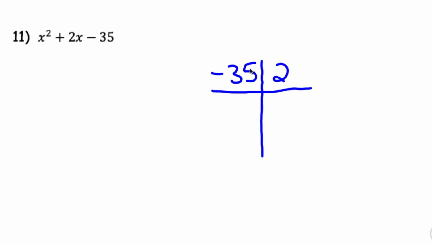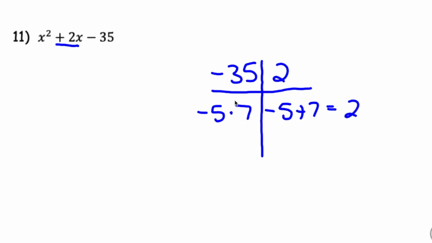So if you think about the numbers that will multiply to give you negative 35, remember one of them has to be positive and one has to be negative. We look to our middle sign. Since this is a positive 2, that means the bigger number needs to be positive. So when I see a number that ends in 5, I think of 5. So negative 5 times 7 gives us negative 35, and then negative 5 plus 7 gives us 2. So that is our correct answer.